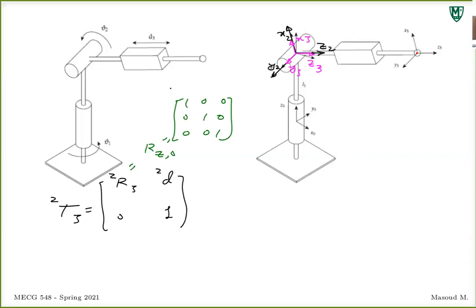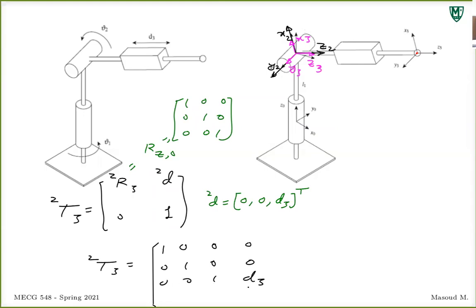So you can write D2 as, remember, it's along Z2, D3 amount. So it's going to be 0, 0, D3 transpose. So I'll get T32, a relatively easy matrix. Basically, I put all those 1 0 0, and the next one is also 0 1 0, 0 0 1, D3, 0 0 0 1.